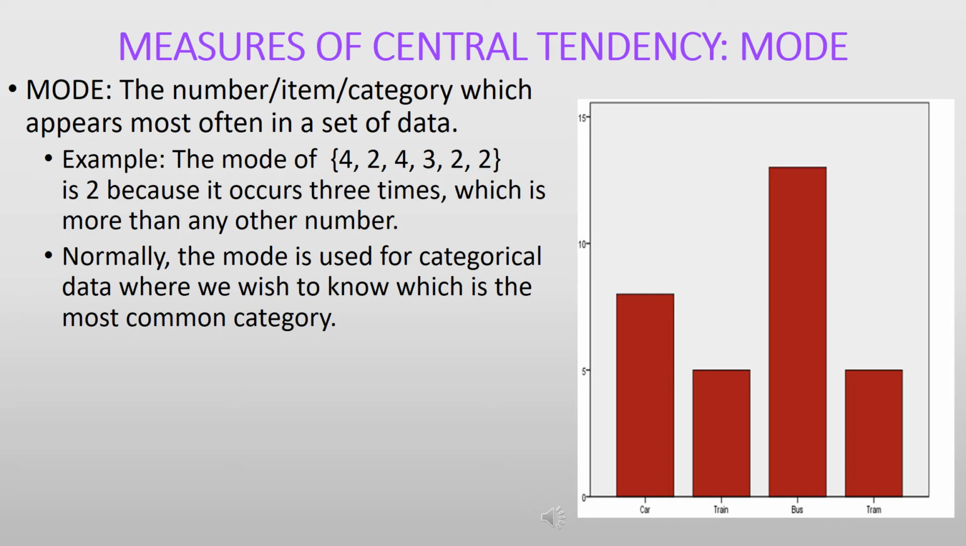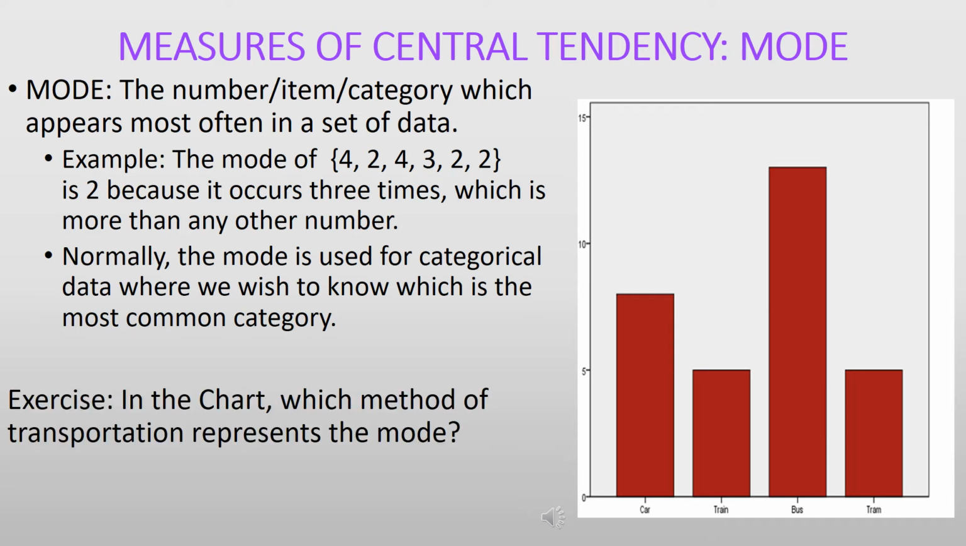Can you answer the exercise? In the chart, which method of transportation represents the mode? Car, train, bus, or tram? The answer is bus. The next measure of central tendency we are going to discuss is median.